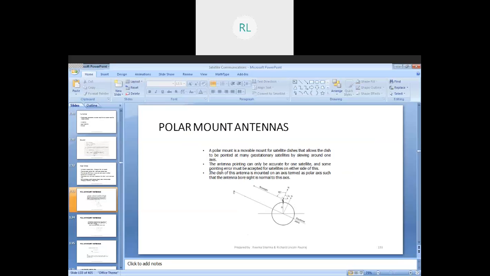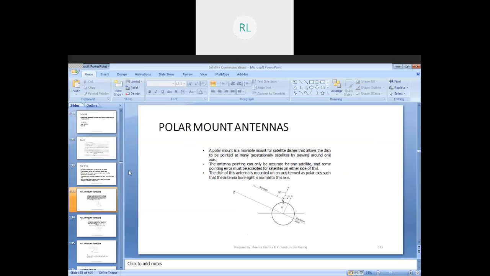The antenna pointing can only be accurate for one satellite, and some pointing error must be accepted for satellites on either side of this. So instead of having exactly 90, I can probably configure it in such a way that it is about 93. It should accept those 2-3 degrees, plus or minus, or probably 87. It should be able to take up these minute errors.